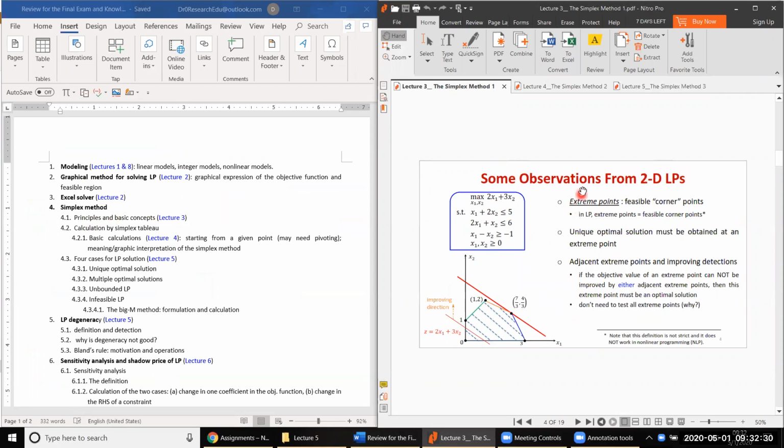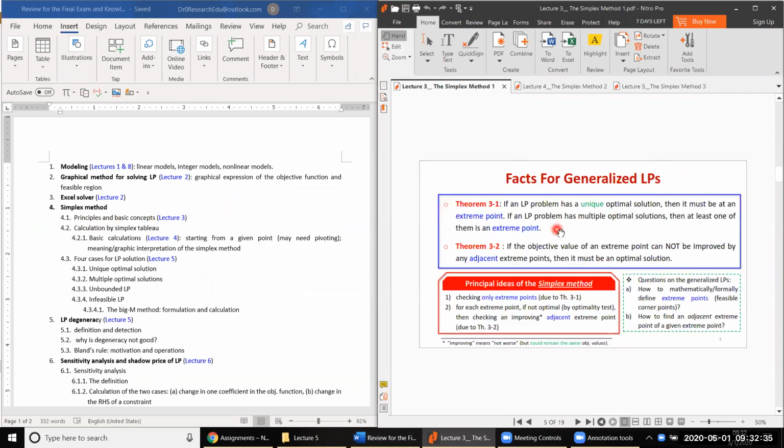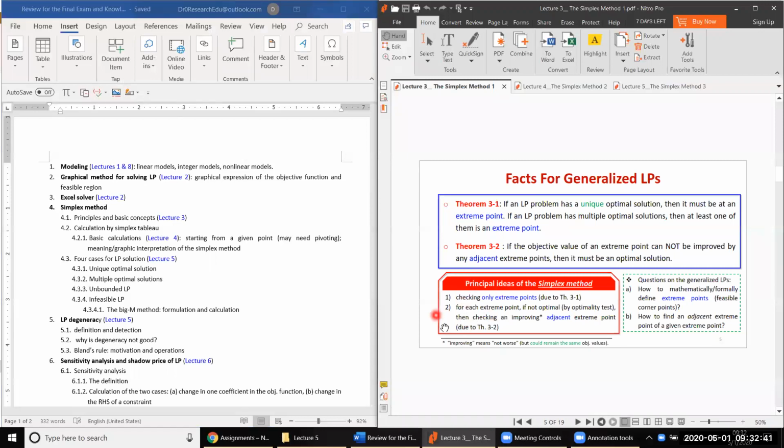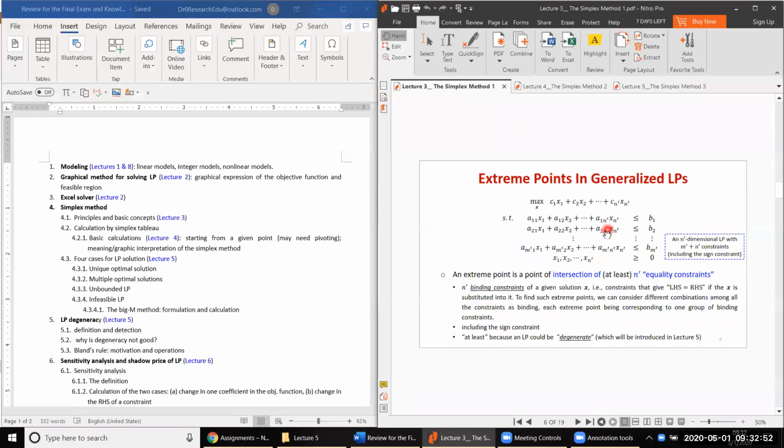Actually, we got insights from what? A 2D LP, or from the graphical method. And also we defined some theorems, and this is extremely important, the principal idea of the simplex method. Actually we're doing just two things: checking extreme points, and then optimality test. Checking extreme points, optimality test.